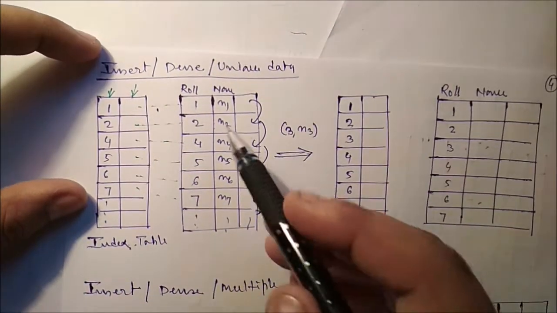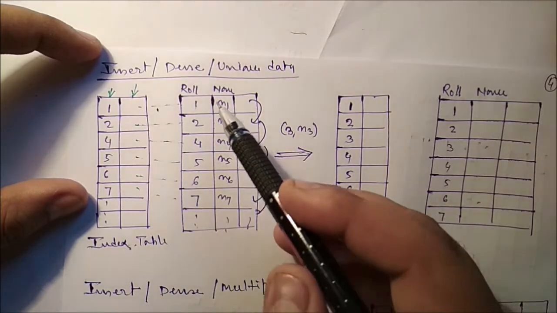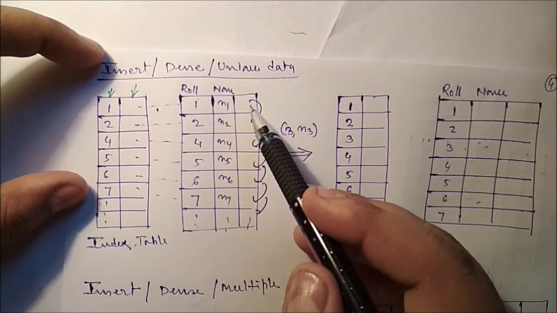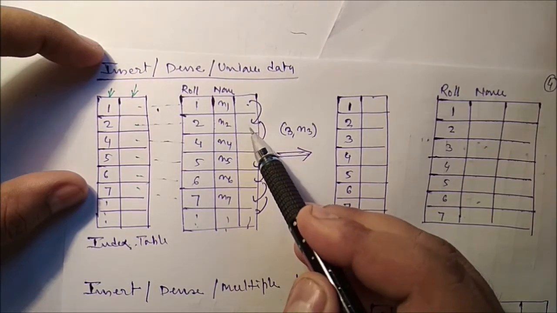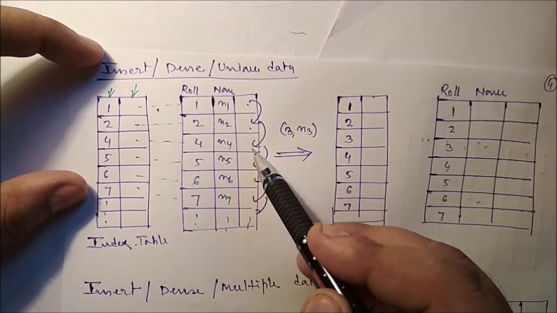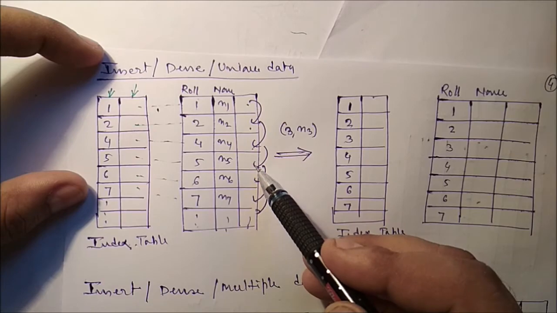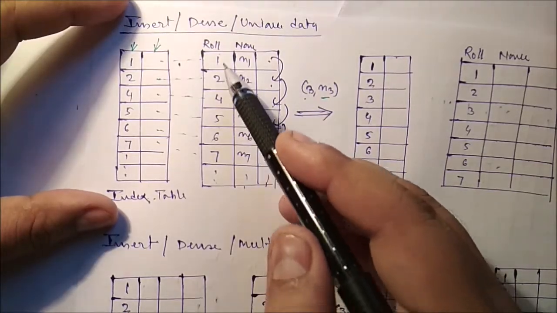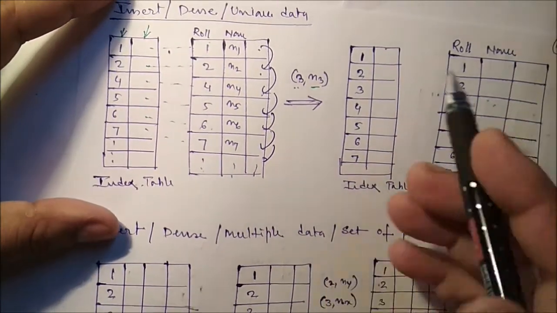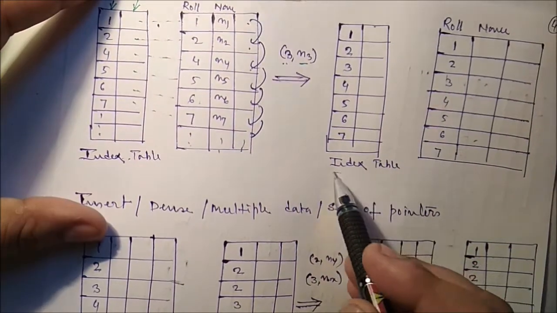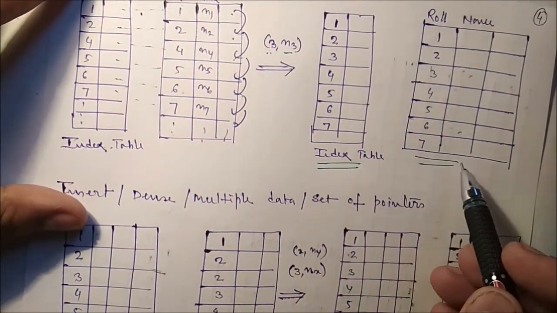Now suppose we want to insert. The data file has two parts, roll number and the name, and from this row we can jump to this particular row, and from this row we can jump to this row. And here roll number 3 is not present, and we want to store roll number and the name. So you have to update the index table as well as the data table. Are you getting this one?